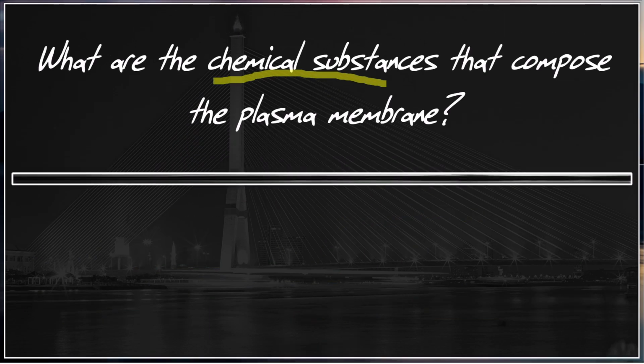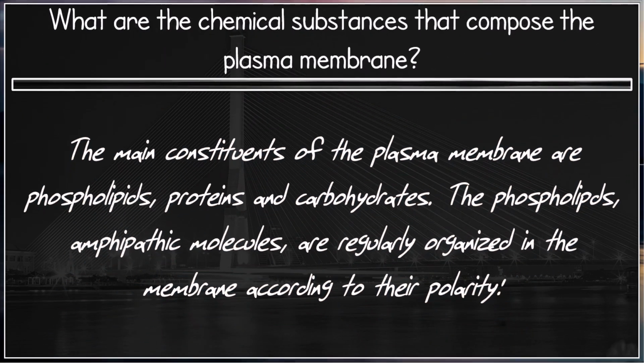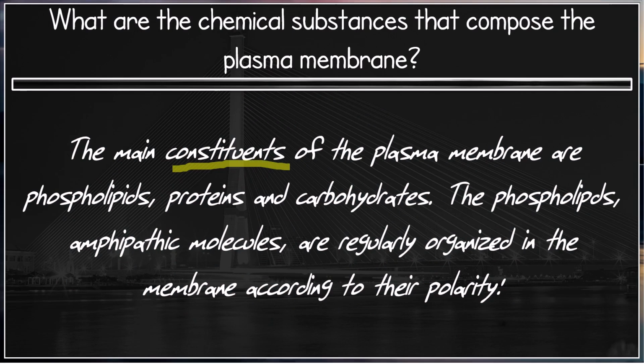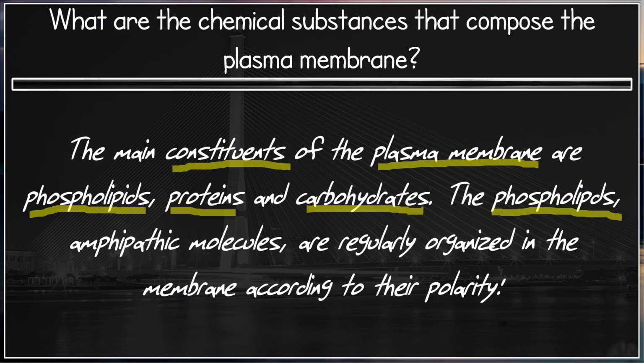What are the chemical substances that compose the plasma membrane? The main constituents of the plasma membrane are phospholipids, proteins, and carbohydrates. The phospholipids, amphipathic molecules, are regularly organized in the membrane according to their polarity.